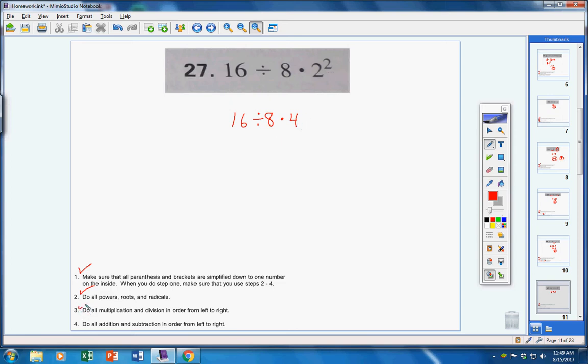Next, do all multiplication and division in order from left to right. So here's division, and then multiplication. 16 divided by 8 is 2. And 2 times 4 is 8. Now a lot of students would think they should take 16 divided by 32. They do the multiplication first. That's wrong. You do multiplication and division both as you see them going from left to right. Okay, so 16 divided by 8 is 2.